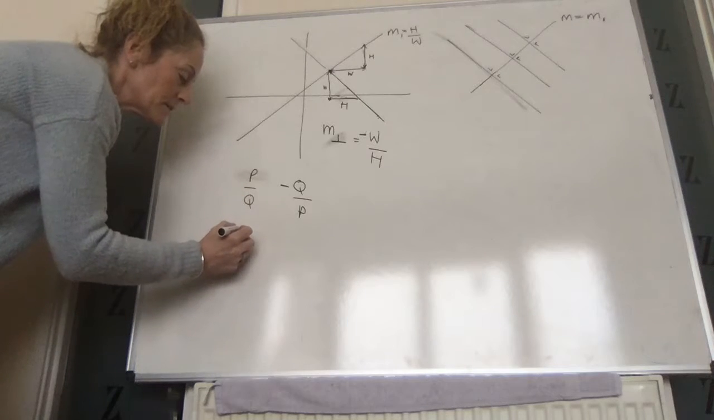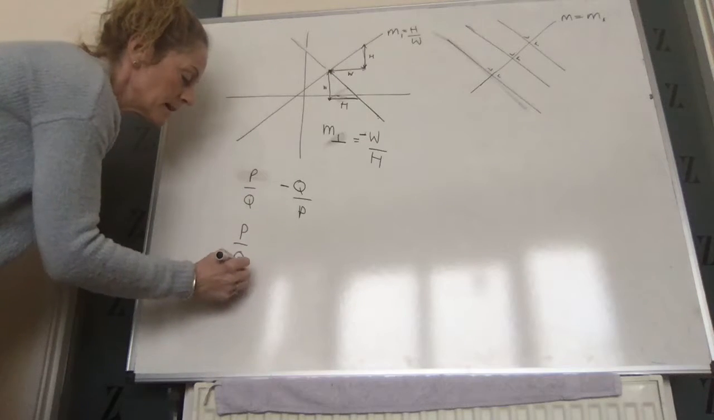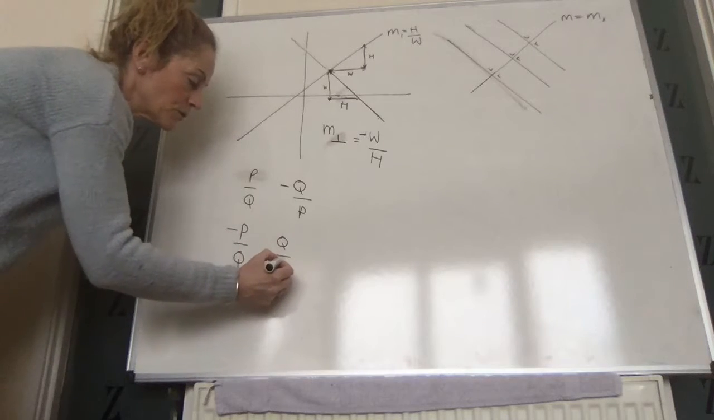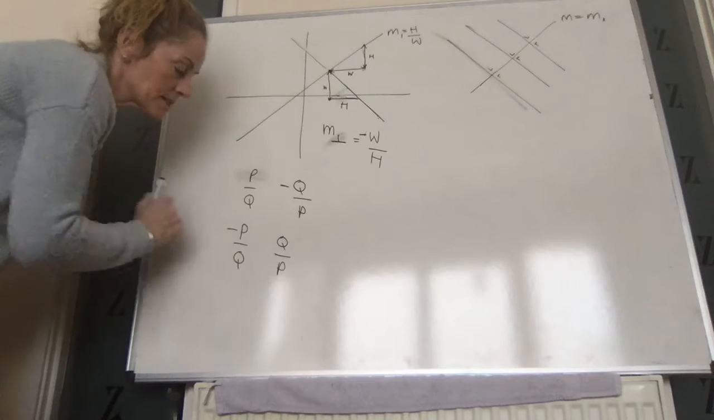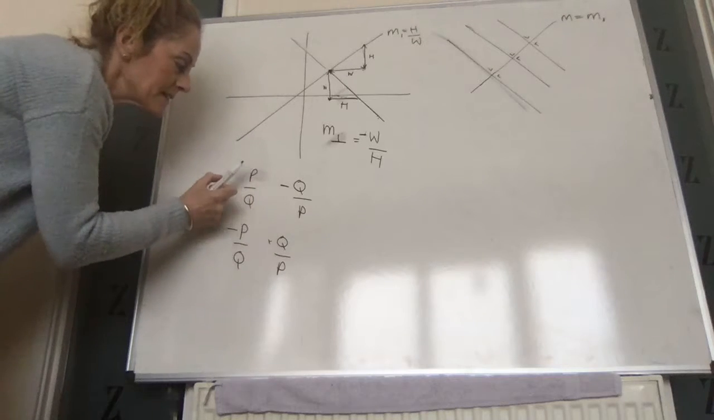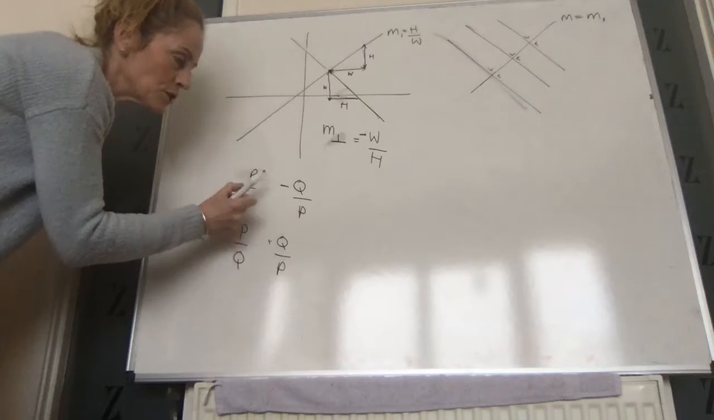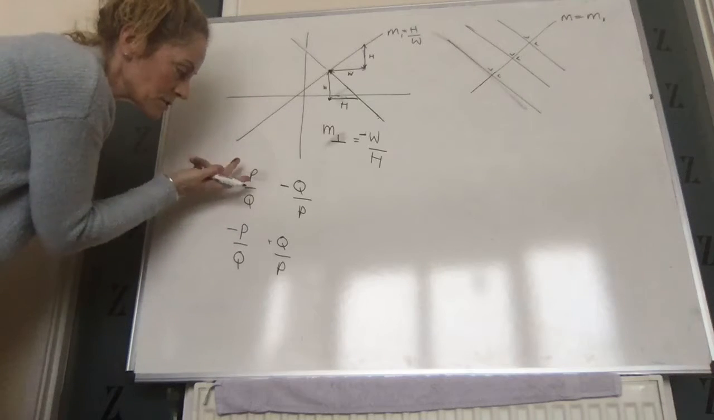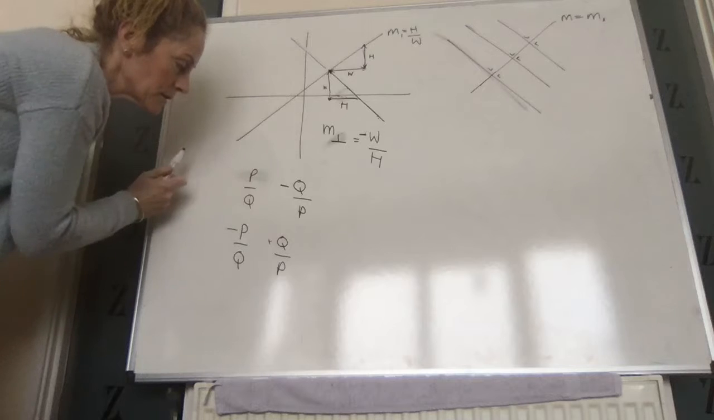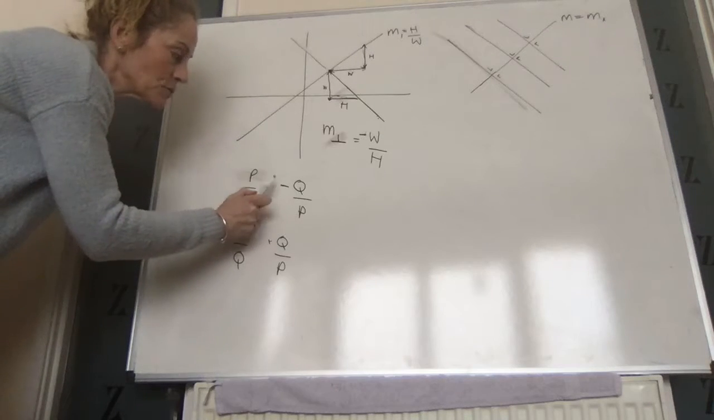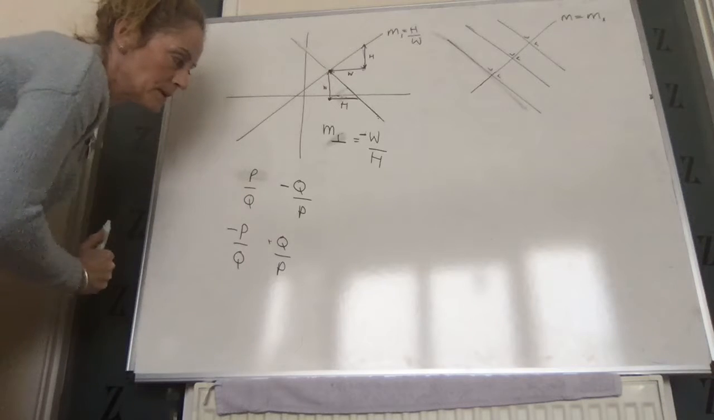Or another way of thinking about it, if the slope of one line is minus p over q, then the slope of the other line will be q over p, but it is of the opposite sign, so that one's going to be a plus. So to get the slope of a perpendicular line, when you know the slope of a line, you get the reciprocal of the slope, that means turn it upside down, and you change its sign. So if it was positive, you make it negative. If it was negative, you make it positive.